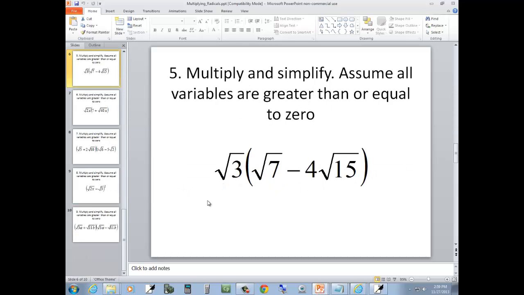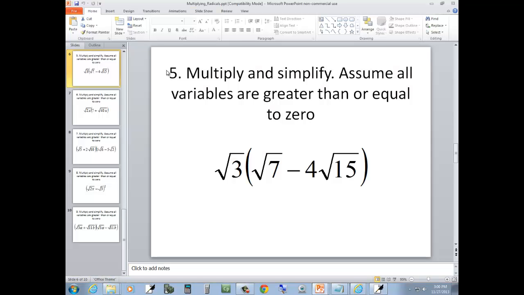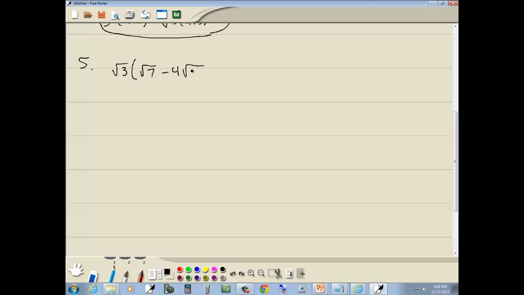Let's take a look at this next problem. We got square root of 3 times square root of 7 minus 4 square root of 15. And want to multiply these together.